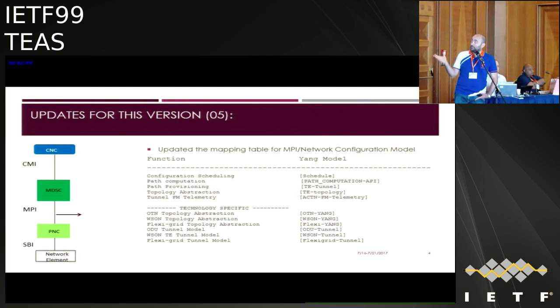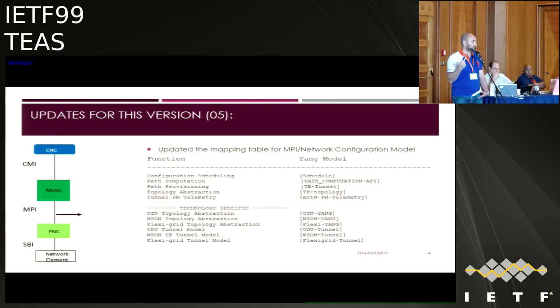Then we have the MPI. The MPI has a set of technology agnostic functions and a set of technology specific ones. The technology specific ones are mostly the work that is being done in CCAMP regarding OTN specific augmentation to the topology and the T tunnel, the WSON specific implementation, extensions, and so on. When it comes to the technology agnostic ones, we identified these functions.